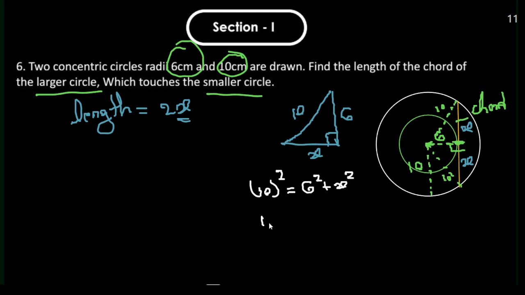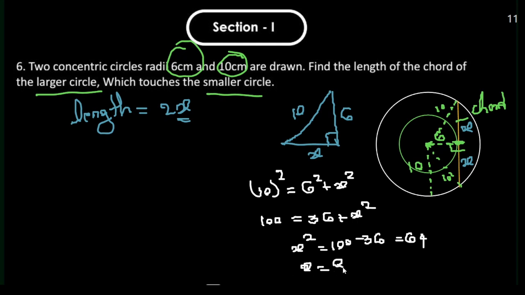Fine. 10 square is 100, which equals 6 square, 36, plus x square, right? Now x square is equal to 100 minus 36, that is 64. Then x is equal to 8. Now if you substitute x here, 2 into 8, then it will be 16 centimeter. So the length of the chord is 16 centimeter. This is the answer.